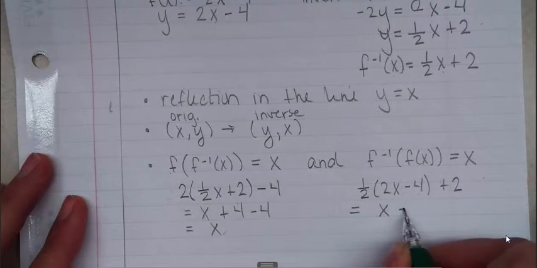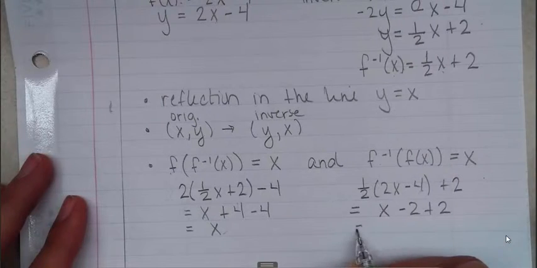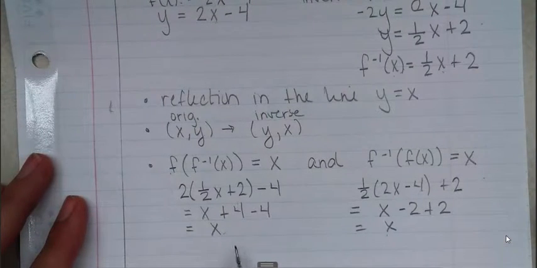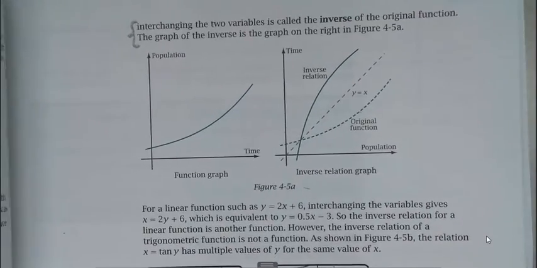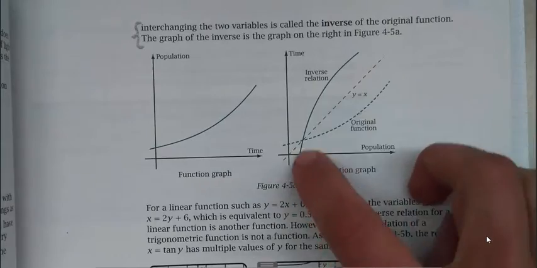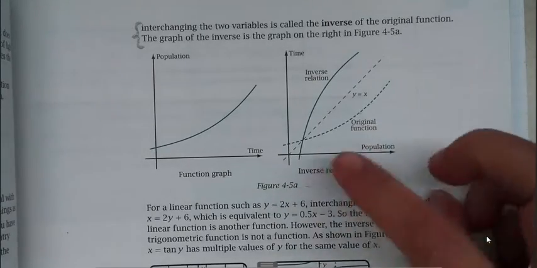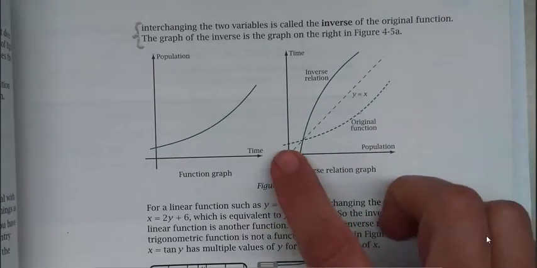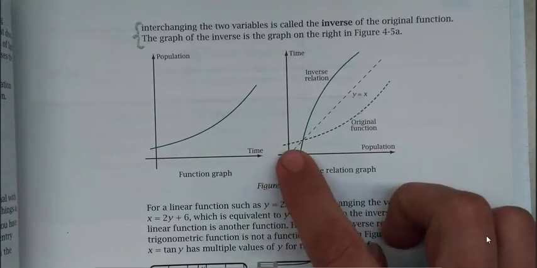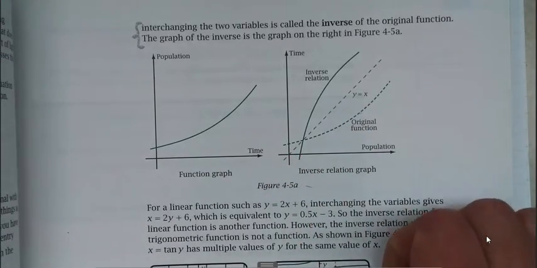So I get x minus 2 plus 2, and in fact, they are inverses of each other because when I plug them into each other, I get x. Now, in the example I showed you earlier, we had the original function and the inverse function. And they both ended up being functions, right? If you think about it, every single input only has one output.